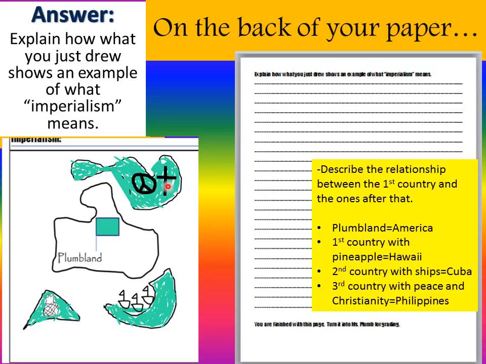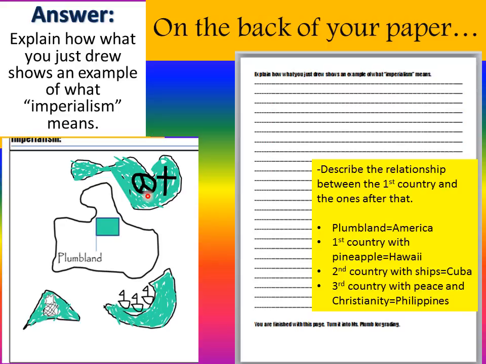So before you go on to answer, remember the symbolism here. Plumland, in this case, is going to equal America. The first country with the pineapple is going to be equivalent to Hawaii. The second country with the ships is going to be equivalent to our relationship with Cuba. And the third country with peace and Christianity is going to be equivalent to our relationship with the Philippines.